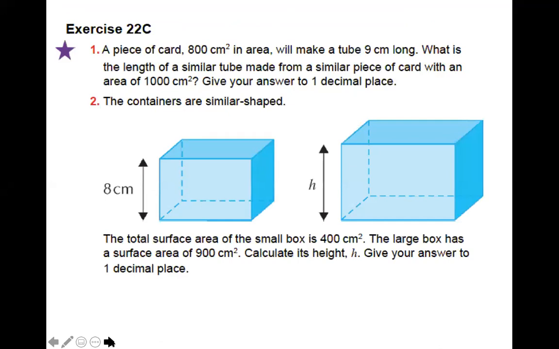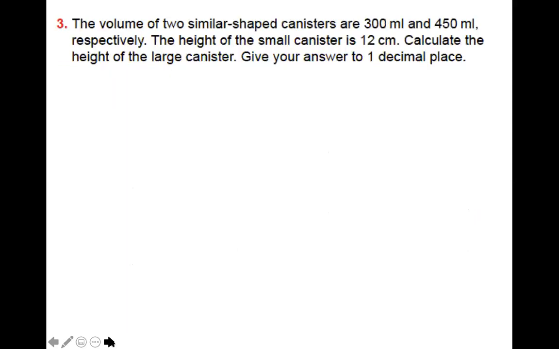And for 22C, you've got more of a problem. The piece of card will make a tube 9 centimeters long. And then the third question, we've got the volume of 2 canisters. The height of the small one is a certain height. Calculate the height of the large canister. So if you can work on those, then that means you should be okay with any similarity type questions.